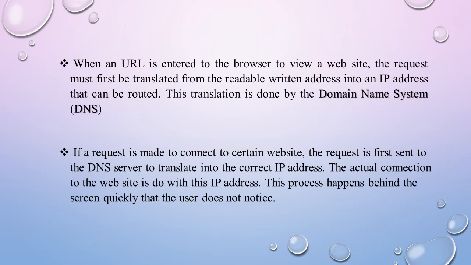When a URL is entered in the browser to view a website, the request must first be translated from the readable written address into an IP address that can be routed. This translation is done by the Domain Name System. If a request is made to connect to a certain website, the request is first sent to the DNS server to translate into the correct IP address. The actual connection to the website is done with this IP address. This process happens behind the screen so quickly that the user does not notice.